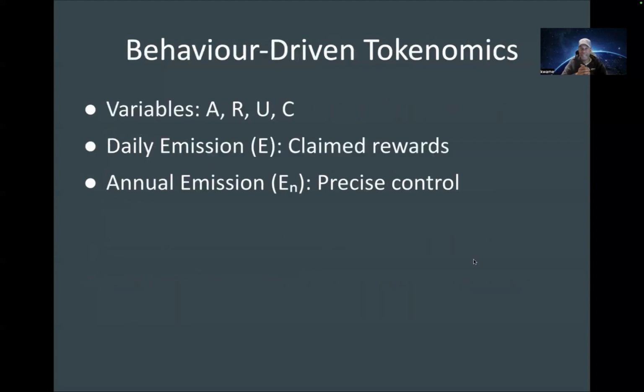So we have the behavior-driven mechanics here. We have the variables A, R, U, and C, and we're going to go over what each of these are. Then you have the E value for your daily emission, which is your claim reward. And then you have the annual emission rate, or the percentage of tokens that will come into the game. There is some kind of inflation until you get to a peak of the max amount of tokens that will ever be inside the game, and this is defined as E event.